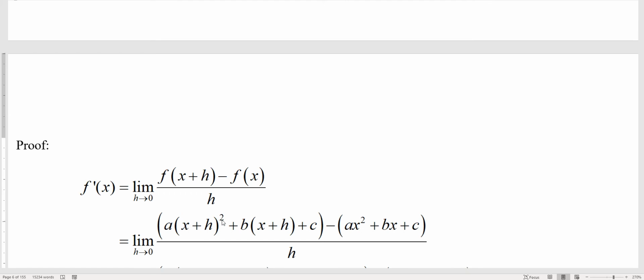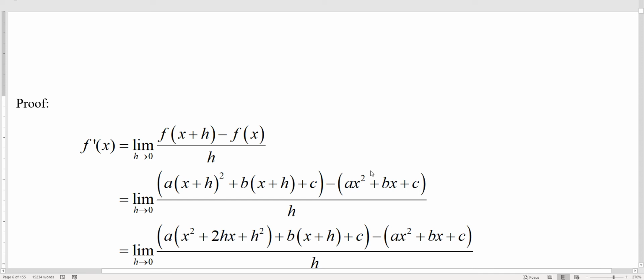How about can we square this out? X plus h squared, or x plus h times x plus h. We can use the distributive property or FOIL to multiply those out. Yeah, everything else is the same, but I took this x plus h squared and made it x squared plus 2hx plus h squared. All right, what else can we do? What's the next step?